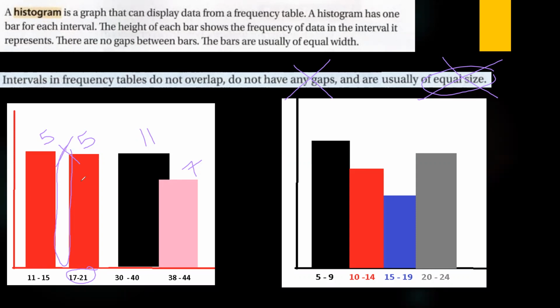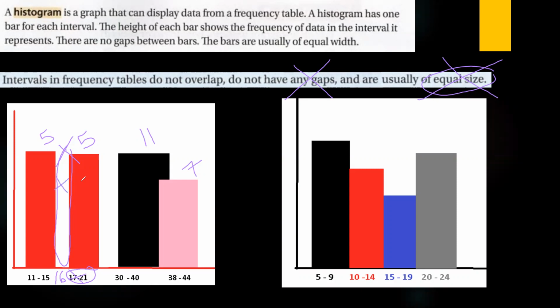I mean, look here. I said from 11 to 15. Then the next interval I wrote starts at 17. But this is false. I must start with 16, the next number. I end with 15, I must start with 16. We mustn't have any gaps. Gaps are like a space between two numbers. This is false.